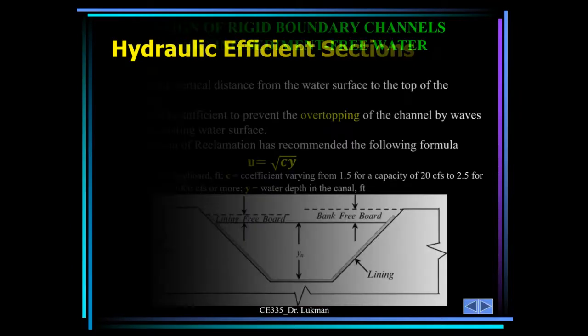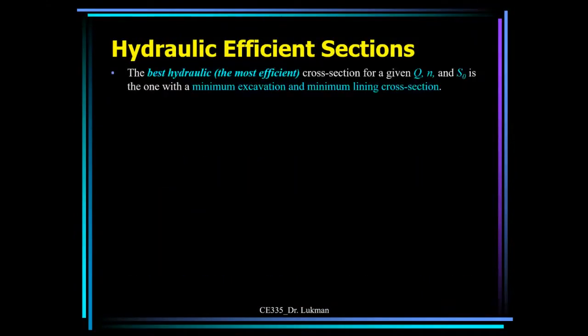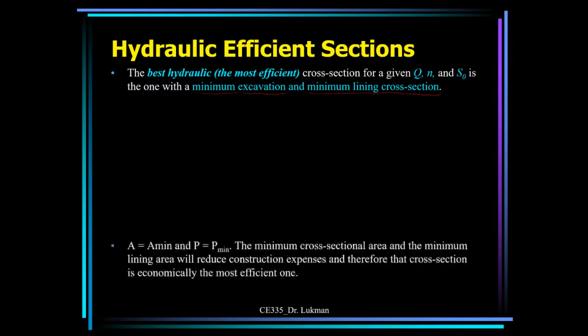Now, another issue is the hydraulically efficient cross sections. As the name implies, hydraulically efficient sections. Which sections are best and based on what parameters? This is what we are going to discuss here. The best or the most efficient cross section for a given flow rate, Manning's coefficient, and bed slope is the one with a minimum excavation and minimum lining cross section. Minimum excavation will reduce cost. Minimum lining cross section will also reduce cost.